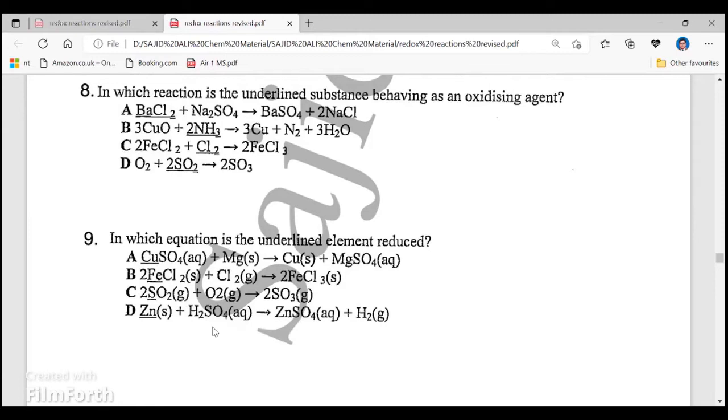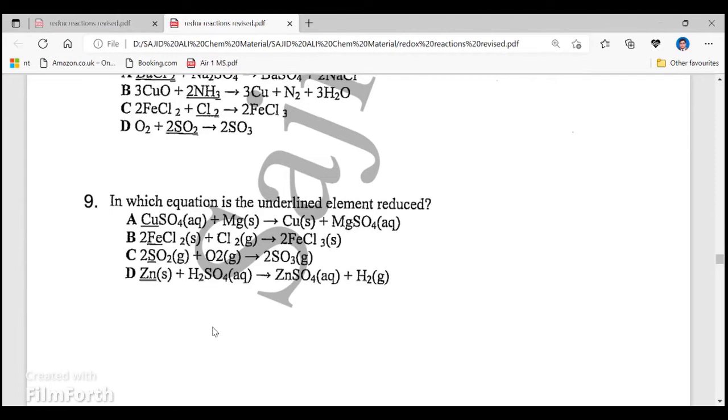Question number 9. In which equation is the underlying element reduced? This is a very simple question. Mariam and Abdullah, try to answer this question, beta.